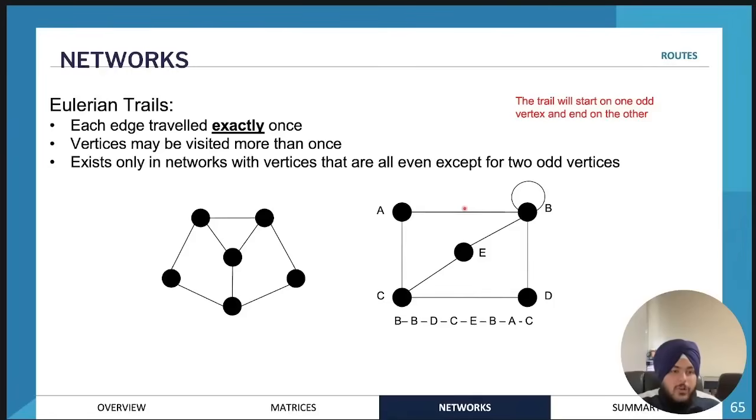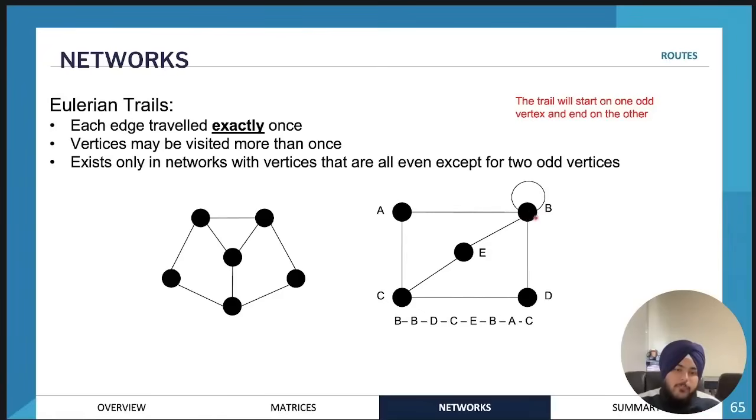Next, we have an Eulerian trail. An Eulerian trail is essentially when each edge, so not vertex, each edge is visited exactly once. Vertices can be visited more than once, so that's not a requirement. And they will only exist in networks with vertices that are all even except two odd vertices. We need exactly two odd vertices in the network.